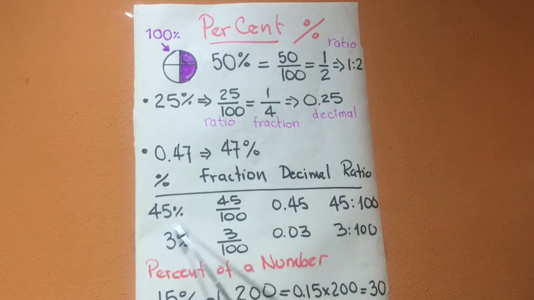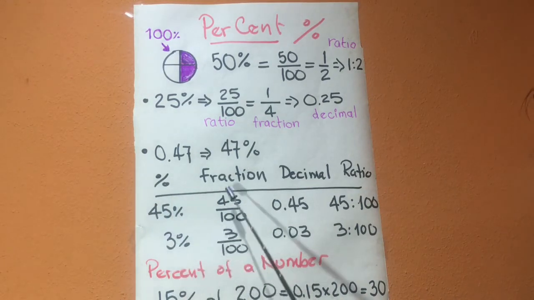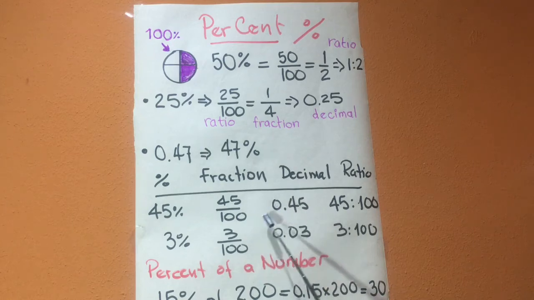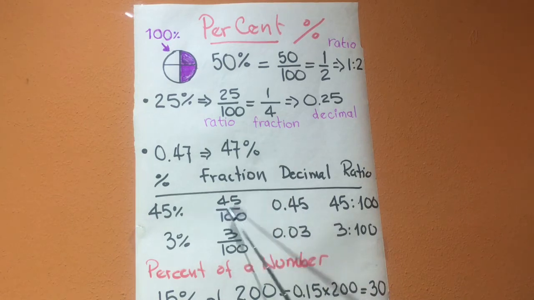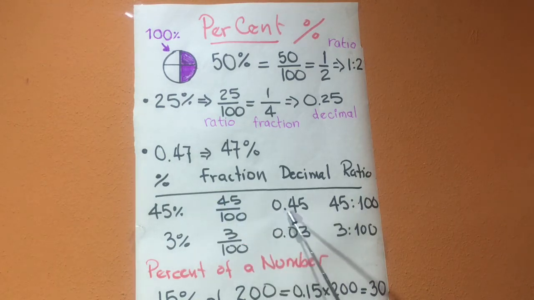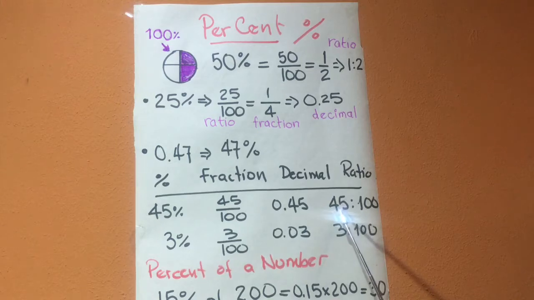So let's see. We have 45%. Written as a fraction, it could be 45 divided by 100. As a decimal, we have to divide 45 by 100. That means that I have to put 2 places to the right. And as a ratio, 45 is to 100.